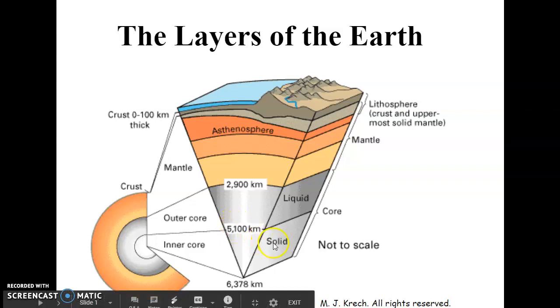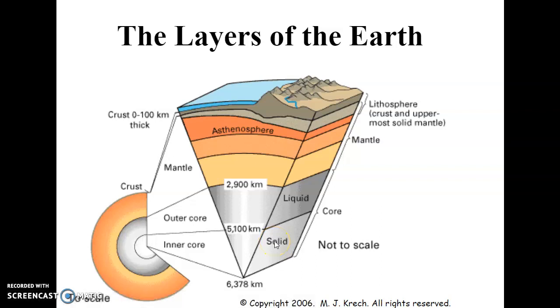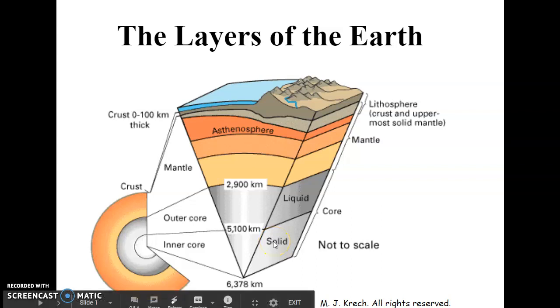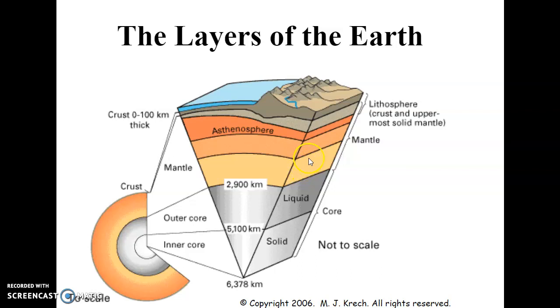So notice that we have, first of all, the inner core. The inner core is solid, mostly iron, very, very high density. The outer core, scientists think, is liquid. And then you have the thickest layer of the Earth, which is the mantle.